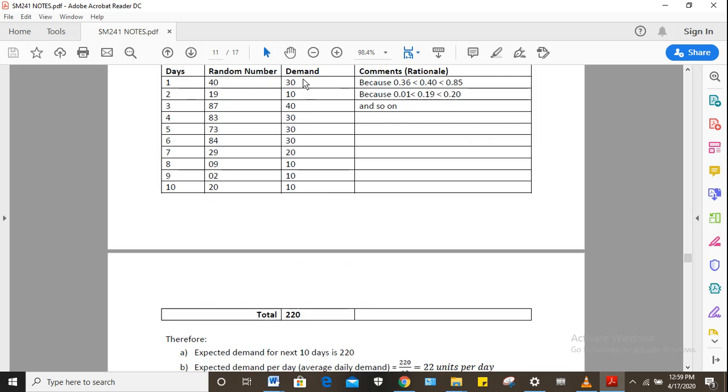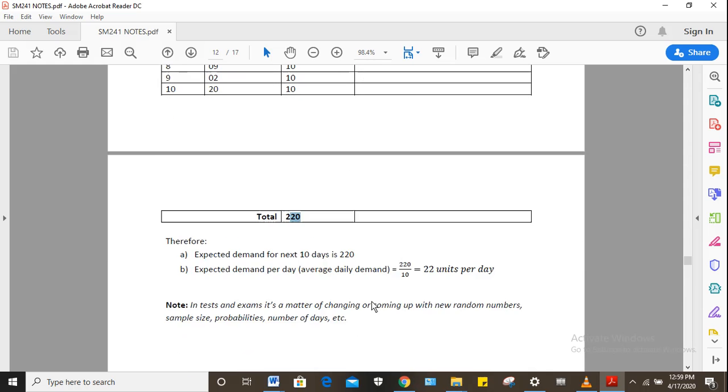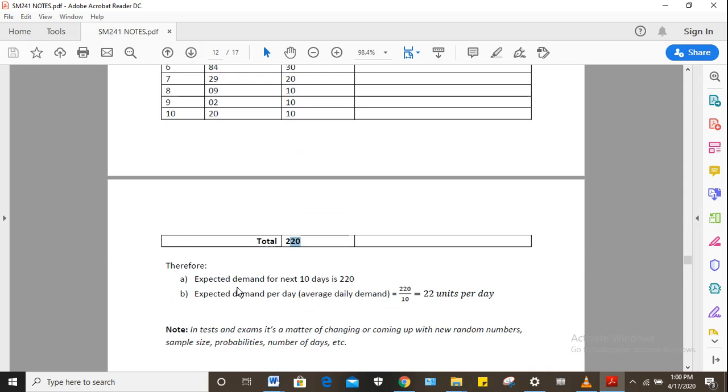Then you add. This represents the simulated demand for each day of those 10 days. Up until you get to 10 days, you add and you get 220. That's the total demand for the 10 days, the expected or simulated demand for the next 10 days. Then for the average demand, you divide by 10 and you get 22 units per day. So that's your average demand.